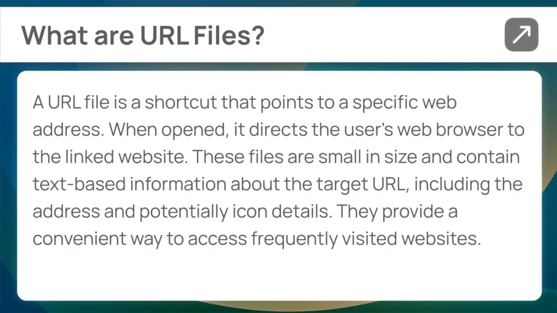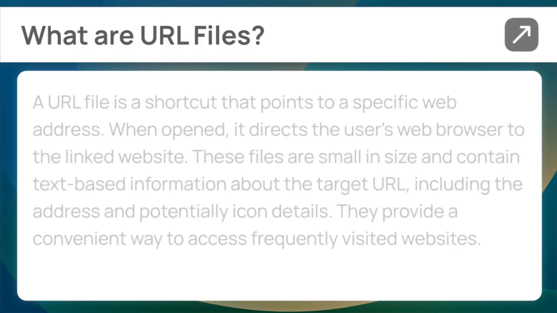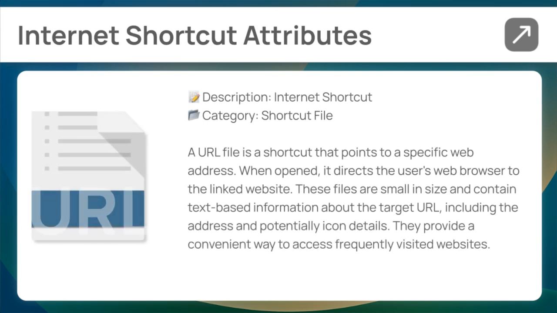A URL file is a shortcut that points to a specific web address. When opened, it directs the user's web browser to the linked website. These files are small in size and contain text-based information about the target URL, including the address and potentially icon details. They provide a convenient way to access frequently visited websites.